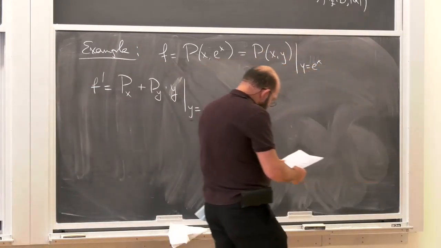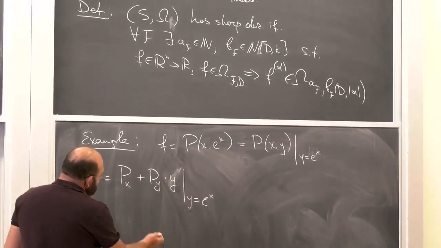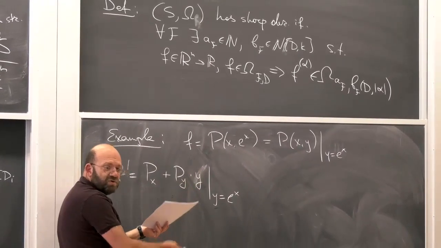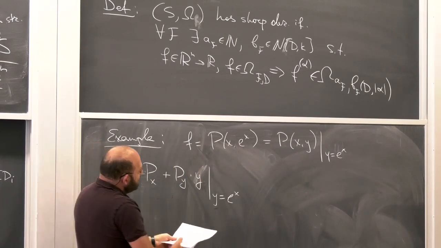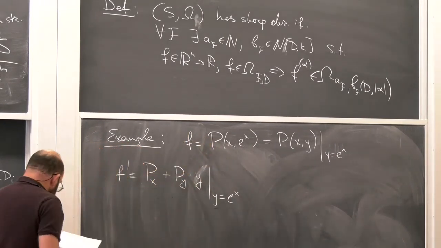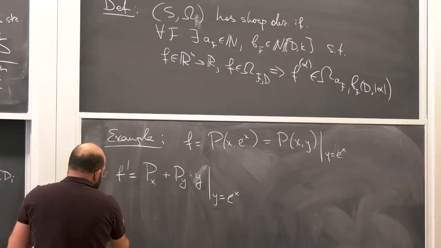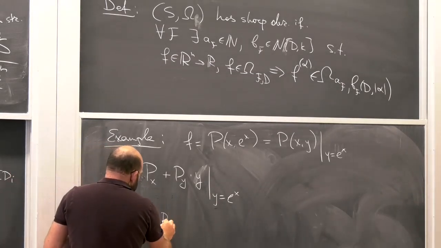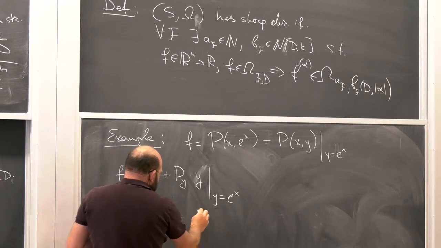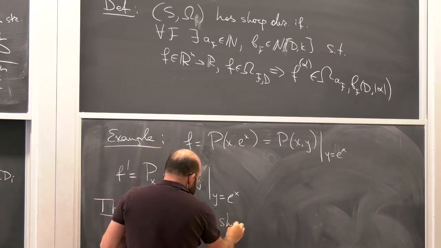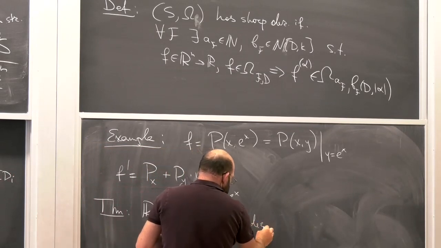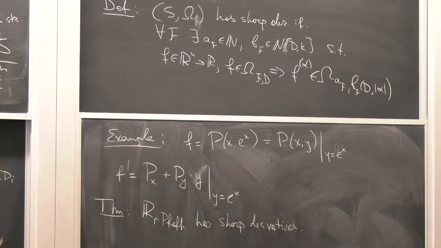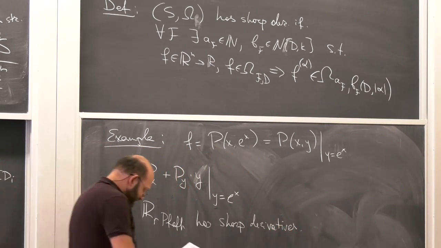So basically, this is again a function of two variables restricted to the same curve. What changes is only the degree of the polynomial. And this formula proves that R Pfaff has sharp derivatives. So more or less this is the proof.